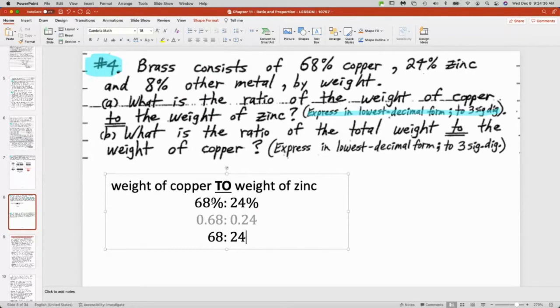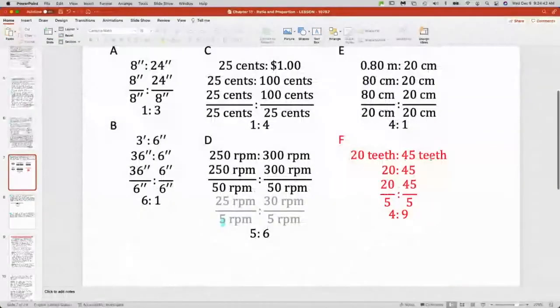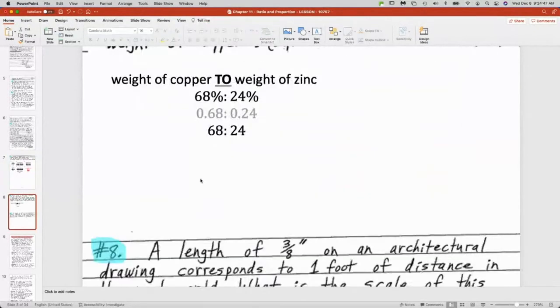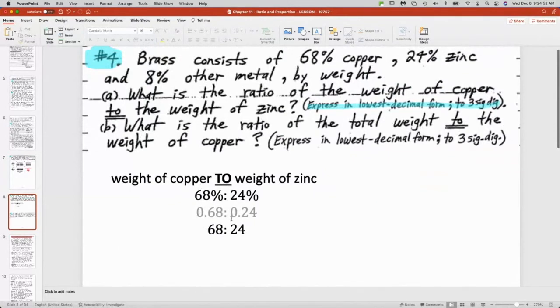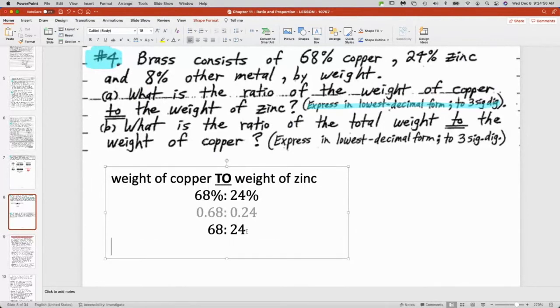You can pretend the percents are like units, like centimeters or whatever, just cross them out. Just like I did on the previous question. See, I just crossed out the teeth because they look the same. So the percent symbols here also look the same, so I'll just cross them right out. So don't write down the gray thing if you don't feel like it's going to help you.